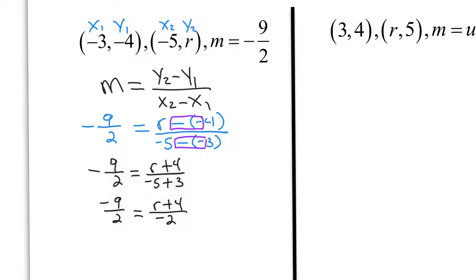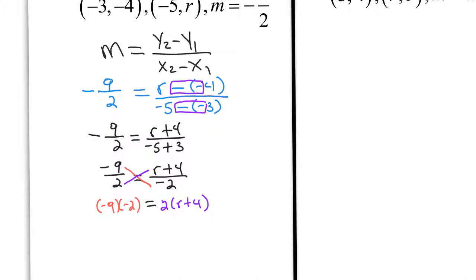This is a proportion. We have a fraction equals a fraction. So we are going to cross multiply to solve the proportion. So I am going to multiply the negative 9 times the negative 2, and I'm going to put that here so we know what we are multiplying. And I'm going to bring down the equal sign. And now I'm going to multiply the 2 times r plus 4. So I'm going to put 2 times r plus 4 here. You guys keep going and solve for r.